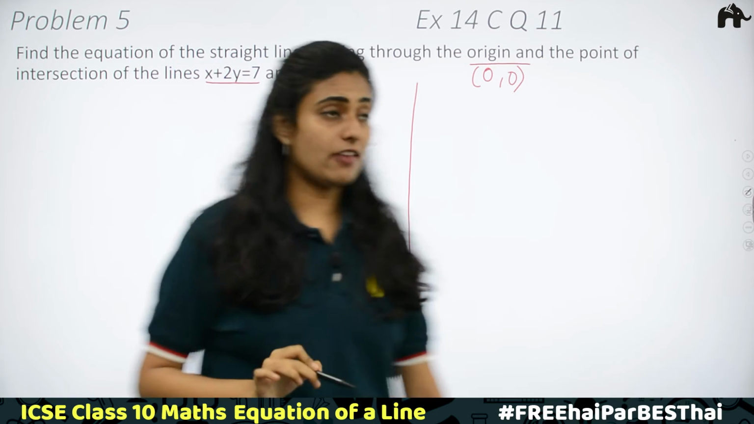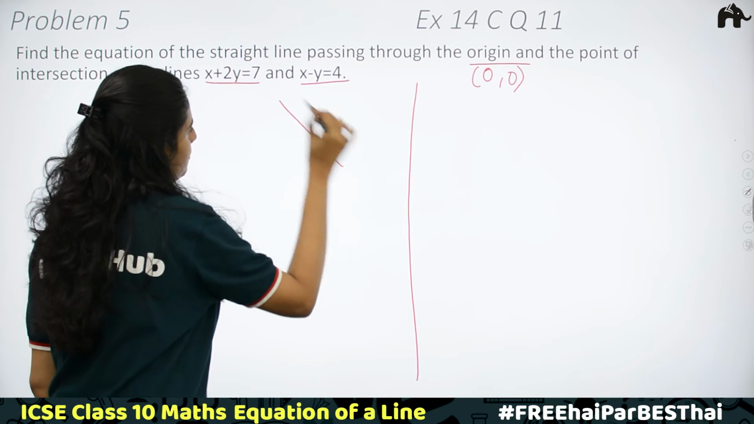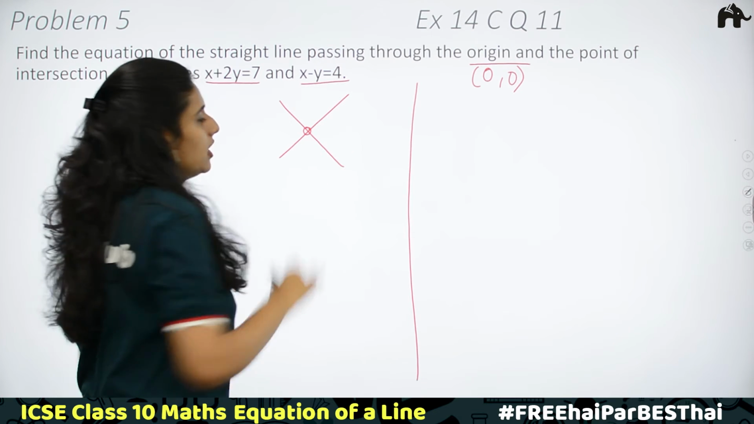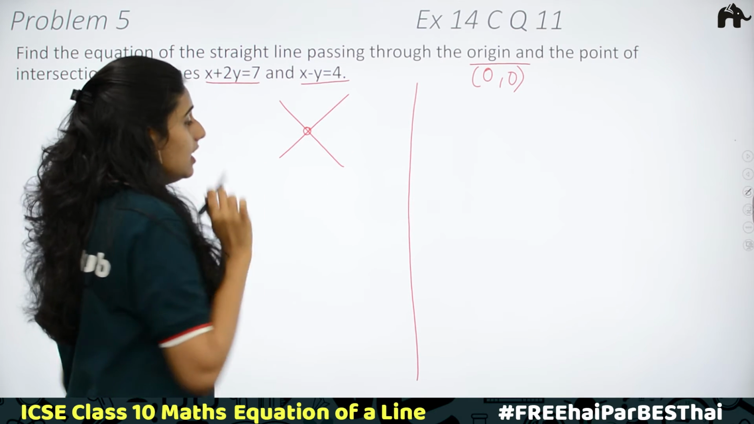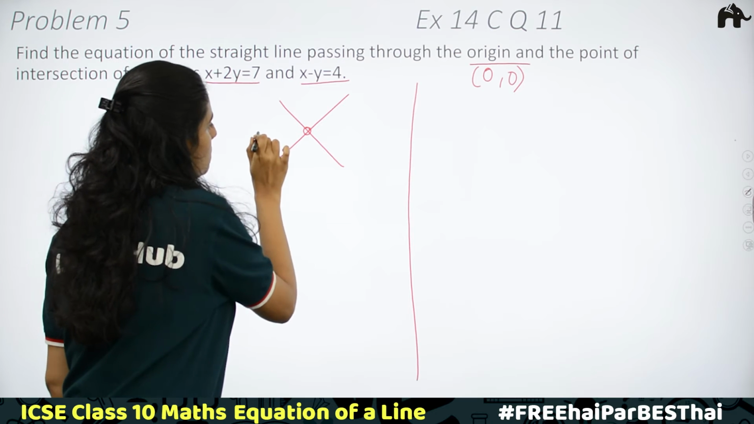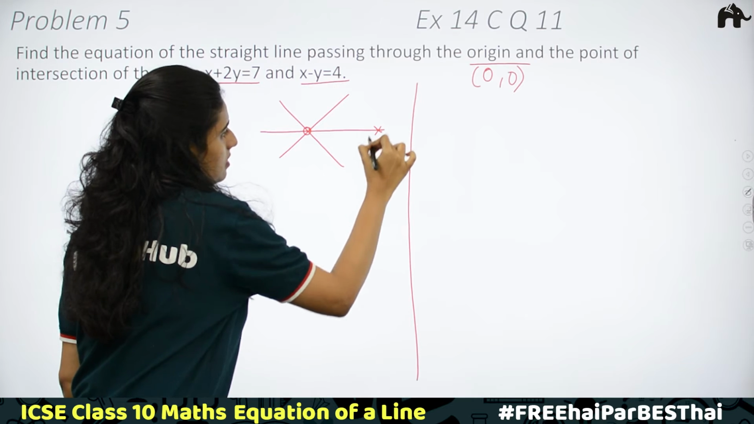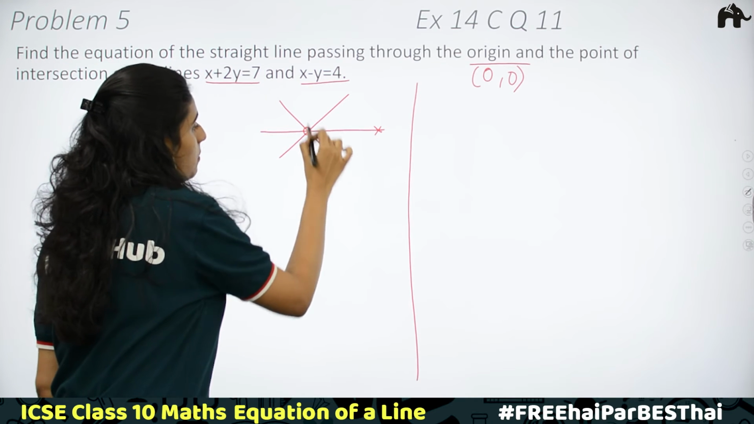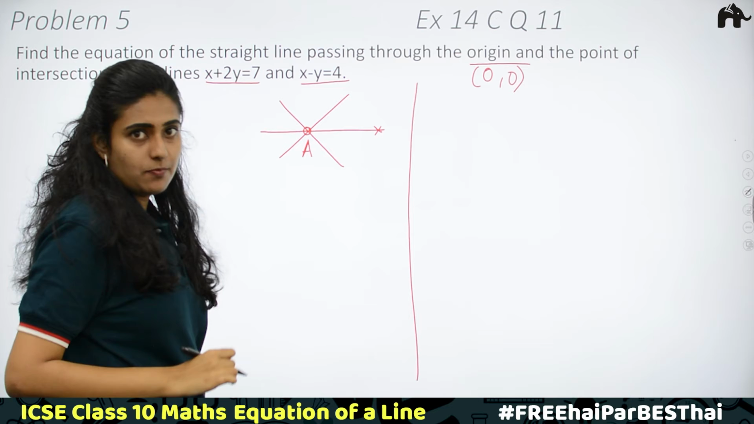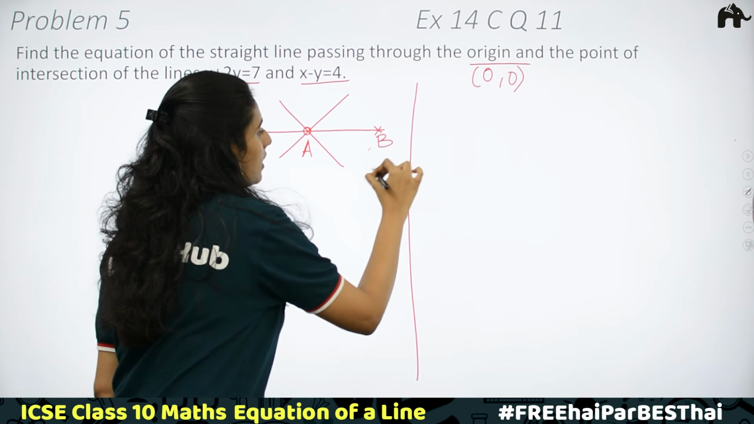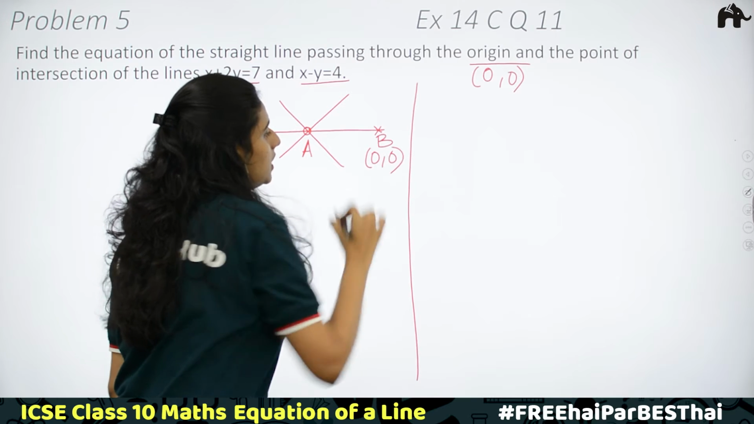Here we have two lines. This is the first line. This is the second line. Here we have the point of intersection. Now another line passes through this point of intersection and through the origin. This is our origin. Let us take the point of intersection as A and origin as B. Coordinates of origin we know, 0, 0.